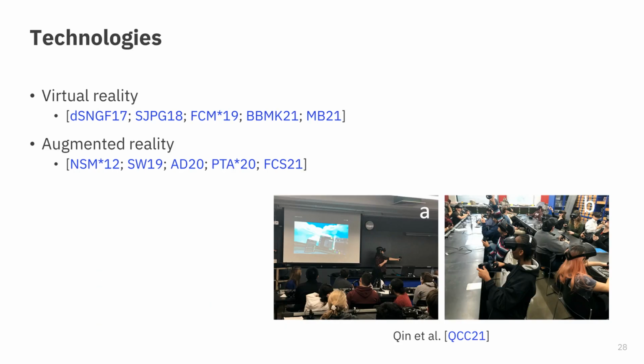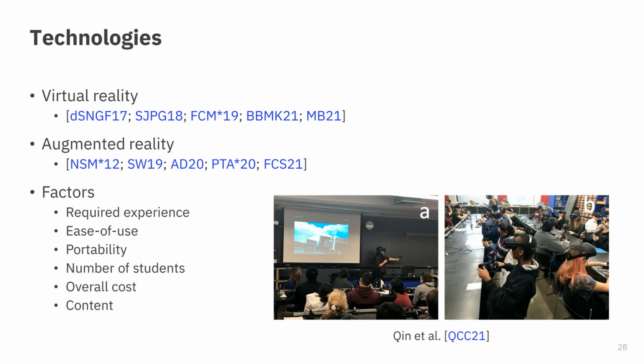Used technology is an additional factor distinguishing the educational approaches. The current research covers both virtual and augmented realities. However, we observed that in practice, the choice of technology is not influenced only by the type of experience, but additional factors such as ease of use, portability, the maximum number of students that can use the application at the same time, as well as overall costs and available content may play a significant role.